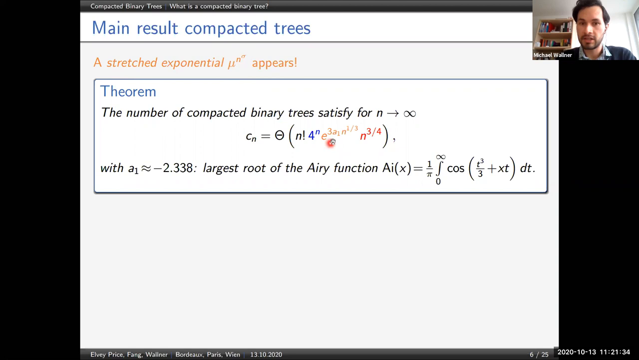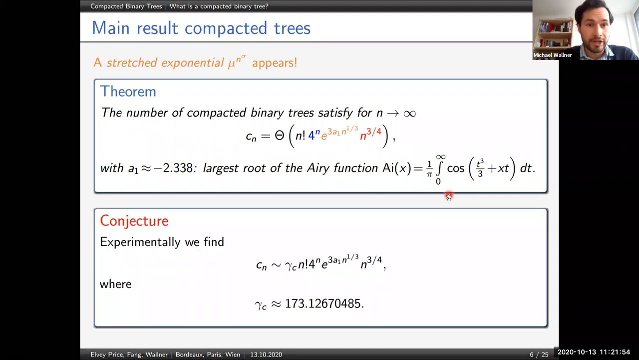So we see an e to the 3a1 n to the 1 on 3 times a polynomial term n to the 3 on 4. And what's quite nice, this stretched exponential is completely explicit. What we see in here is a1, which is the largest root of the famous Airy function, which is just here an integral representation. I will talk more about the Airy function a little bit later.